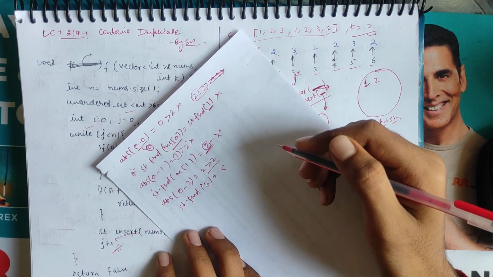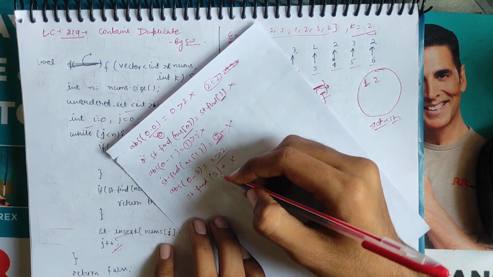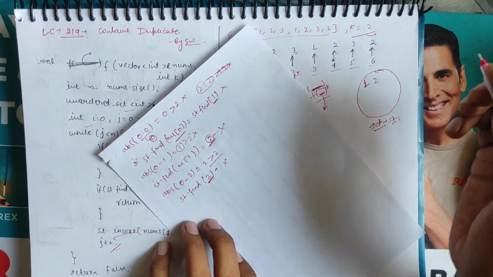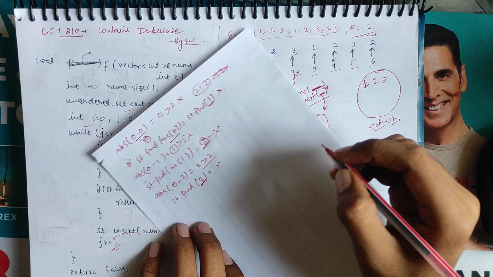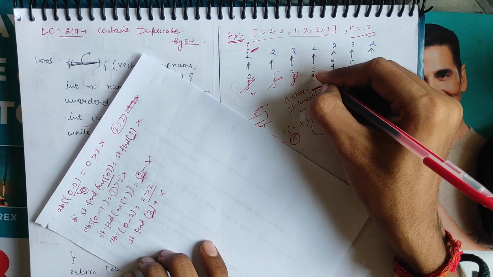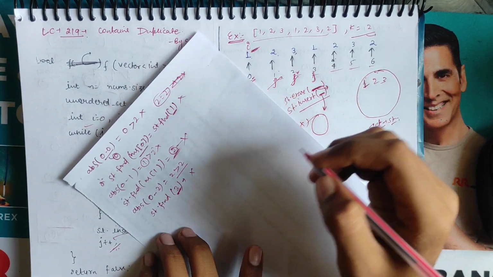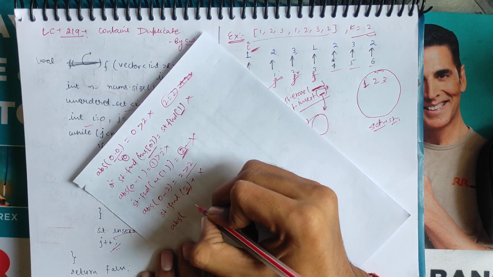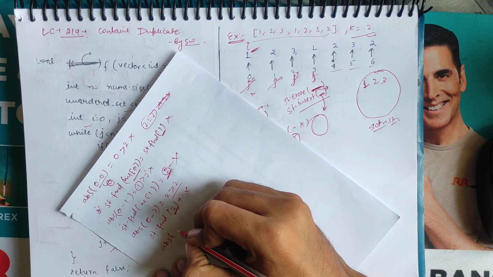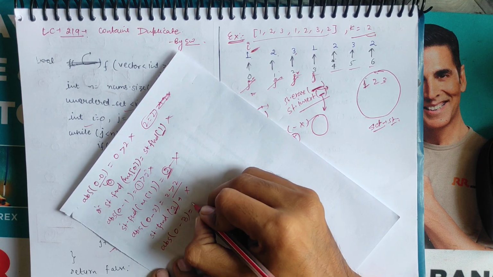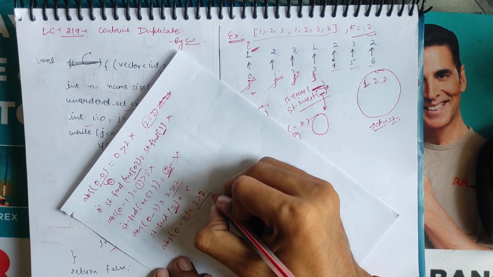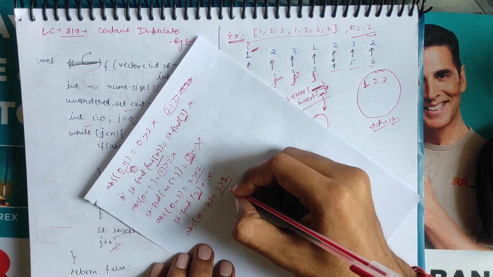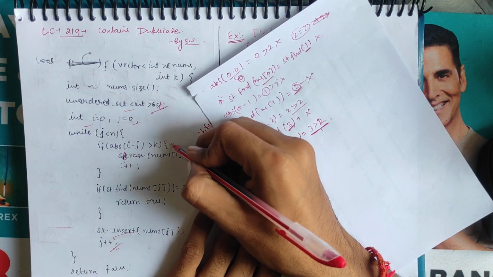Now I'll move faster. So nums of j was 3, so insert nums of j, it is 3. After that we move j 1 point forward. So again we check absolute of 0 minus 3, it is 3, it is greater than k, yes.